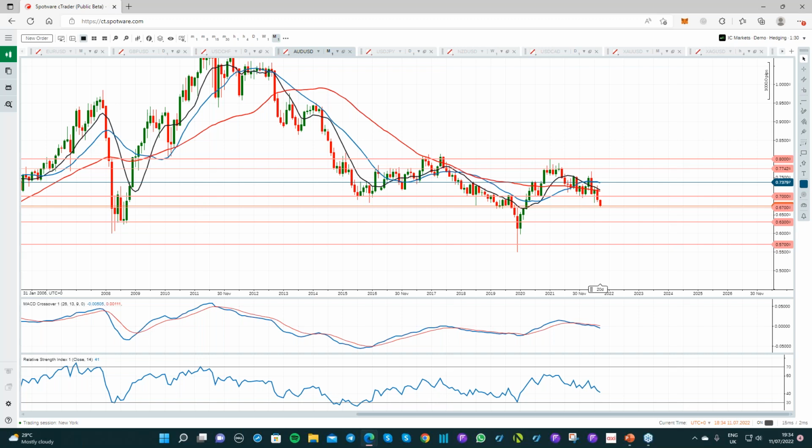Getting to as many of these questions as I can. What's the lowest time frame I would trade? I personally trade down to the 15-minute time frame. Again, it's personal preference. I know people who trade lower time frames than that. I don't choose to because I find it a bit stressful, to be honest. So I trade daily time frame, 4-hourly, hourly, and 15-minute time frame. Those are my main time frames that I trade.